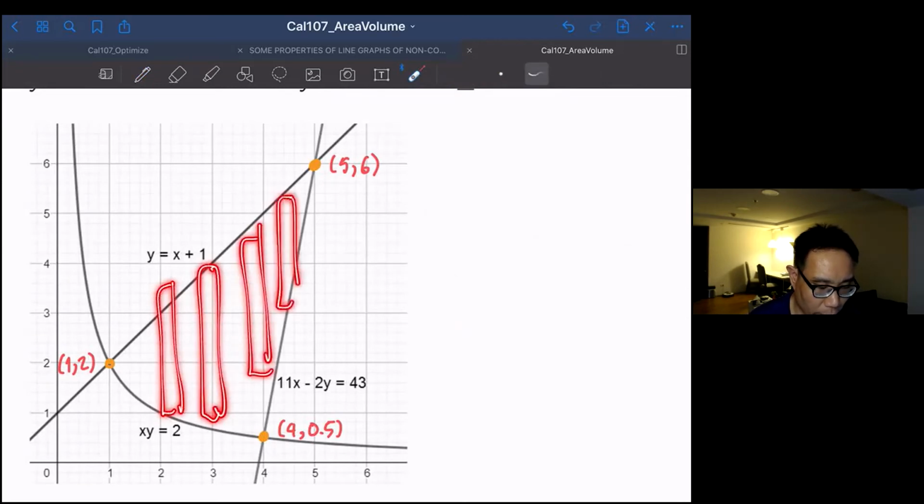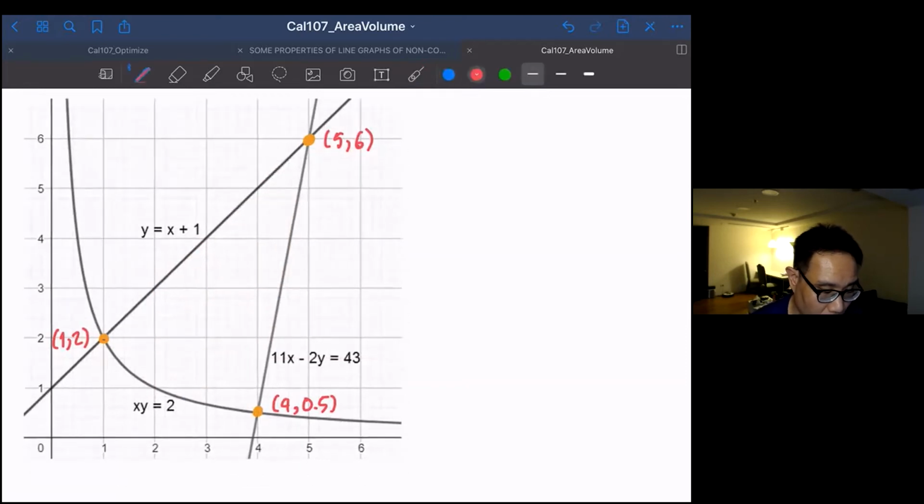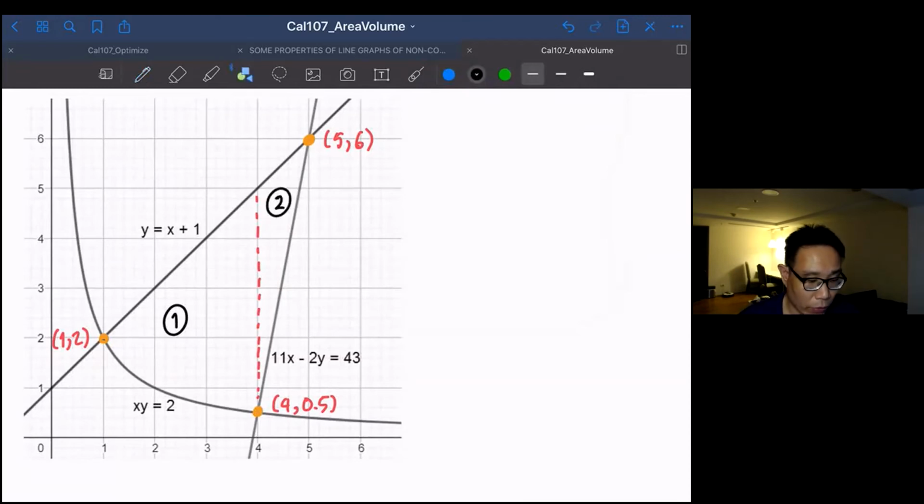Okay, so it's going to be like this, and you see that it's going to be 1 to 4. So you need to divide the picture into two pieces. You have one, and you have two. So you're going to have number one and number two.